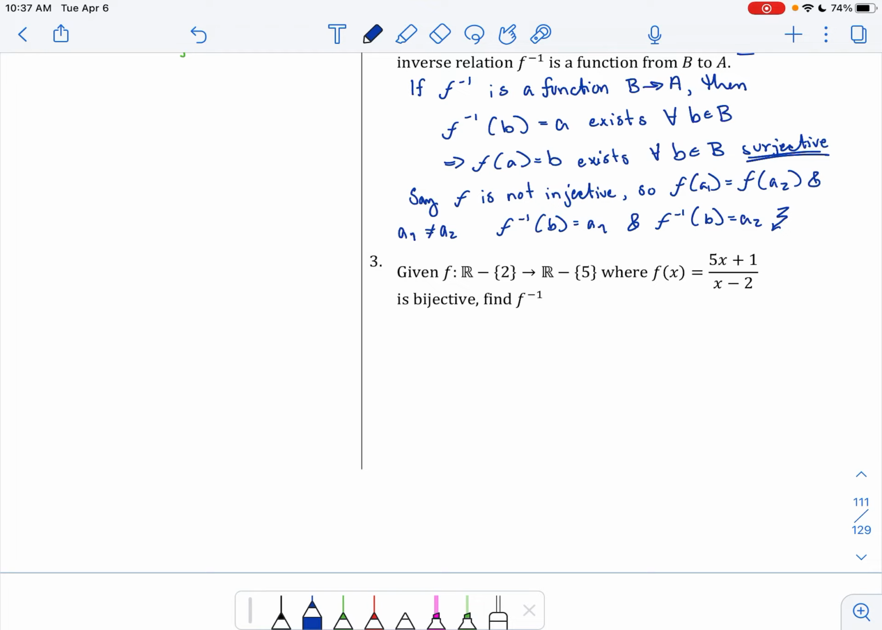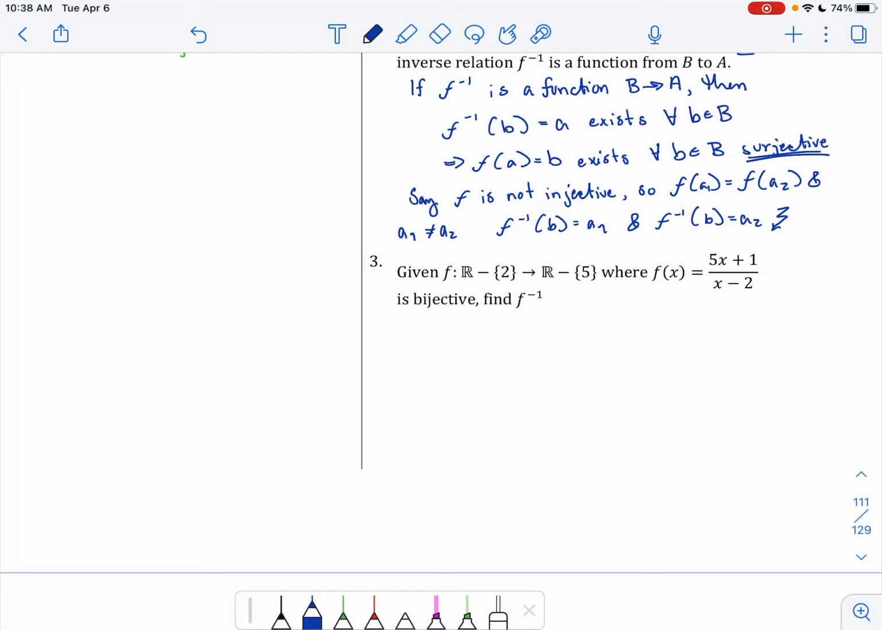Given the function f from R minus 2 to R minus 5, where f of x is equal to (5x plus 1) over (x minus 2), which is bijective, so we don't need to worry about proving that it's a bijective function, find f inverse. So if we know that it's bijective, we know that f inverse exists. That's what this tells us. We know that the function we're looking for exists, so we just want to find it.